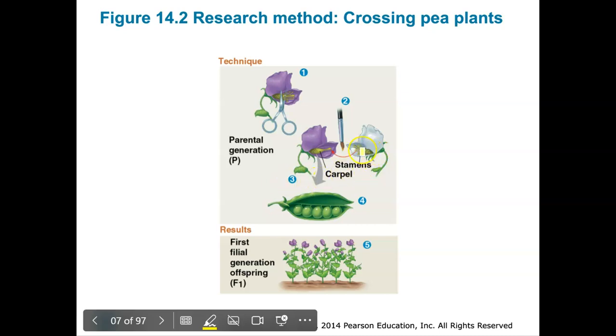Then you're going to take the stamens, which are the male parts from the white flower, take a paintbrush and brush the tips to get the pollen off, and then apply the pollen to the female part of the purple flower. And that is how you cross-pollinate the white flower with the purple flower.